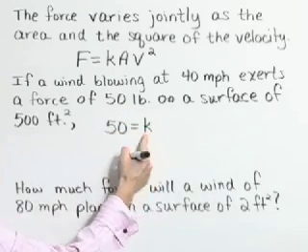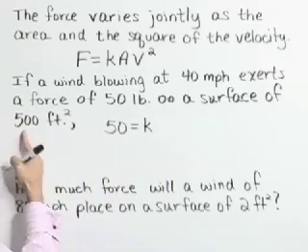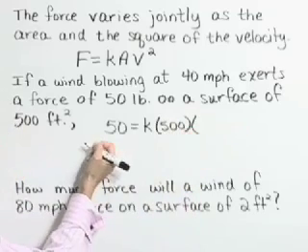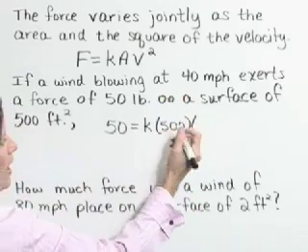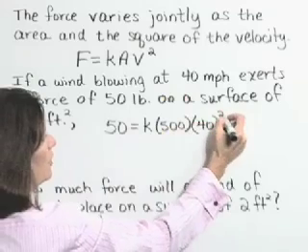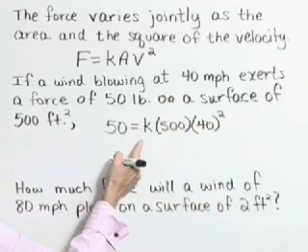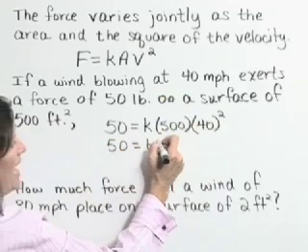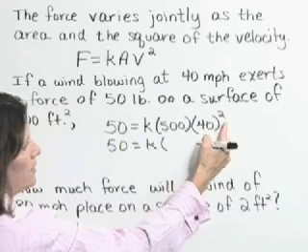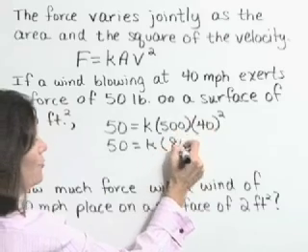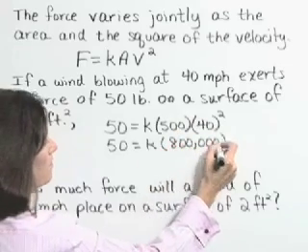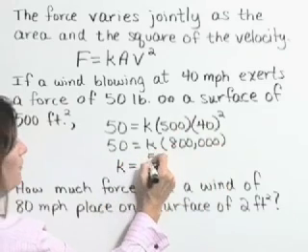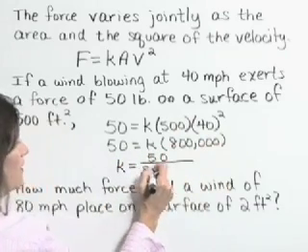50 is equal to K times an area of 500 square feet times a velocity of 40 miles per hour, so that becomes 40 squared. Let's solve for K. 50 is equal to K times 40 squared times 500, which is 800,000. Dividing both sides by 800,000 gives K is equal to 50 over 800,000.